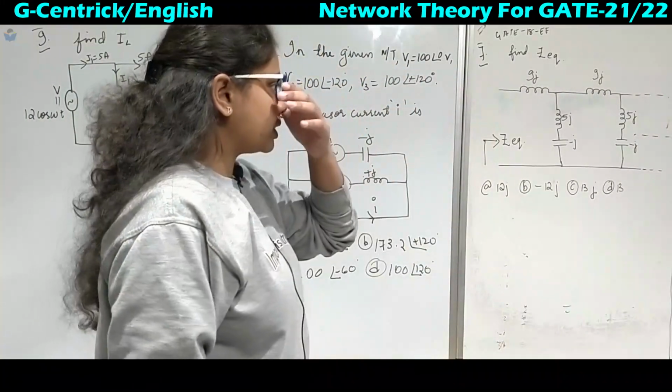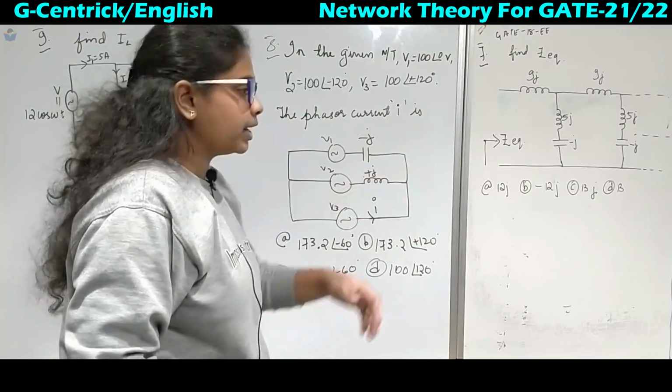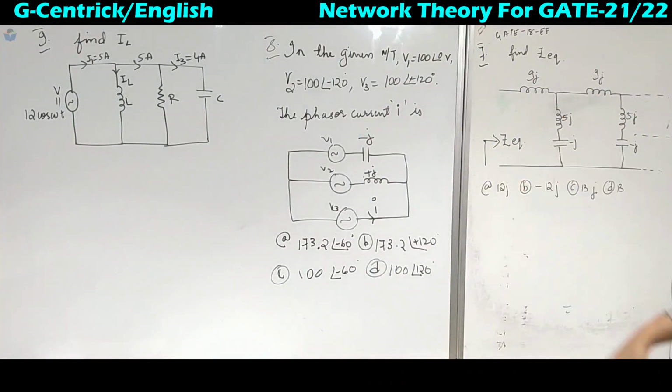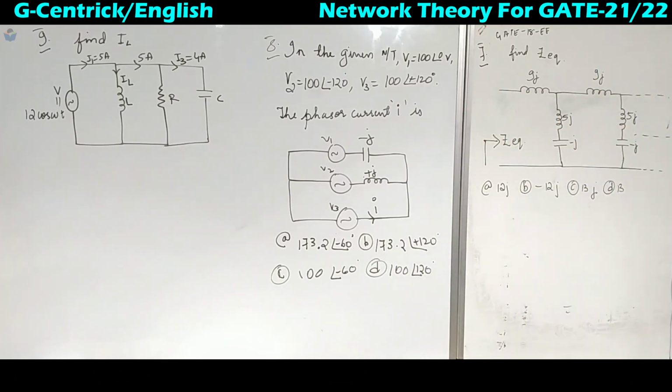So in this lecture we will see about the questions. In the first question we have to find Z equivalent. This type of problem we have already seen, that is, in the DC problems we have seen the infinite type of circuit.